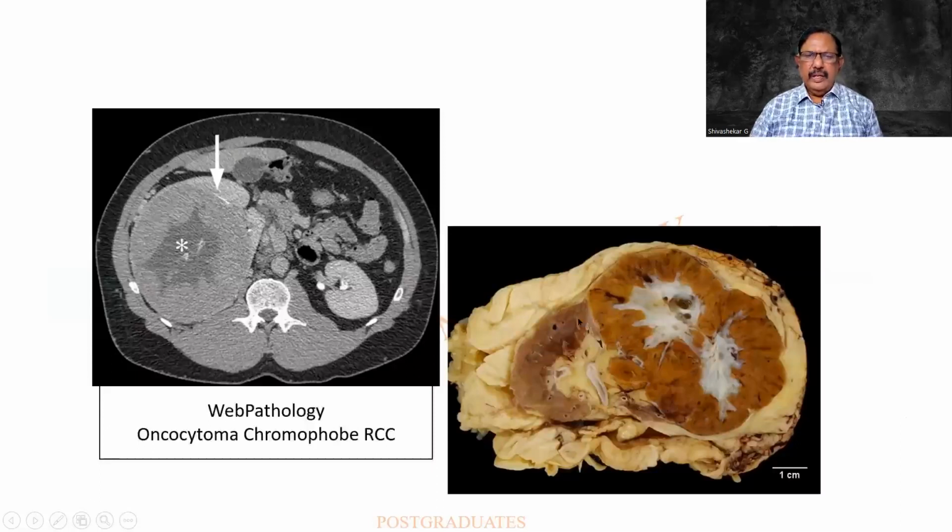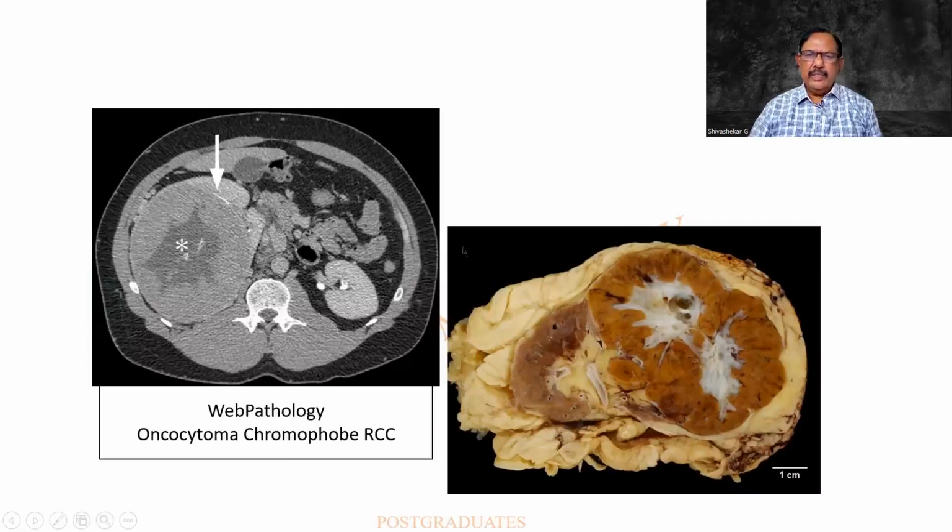Look at this yet again. There is a normal kidney over here and a tumor elsewhere. There is a definite plane of cleavage between them. This is what I call separation. And this is being very well picked up by the radiologist. Also, the stellate scar is clearly made out over here.